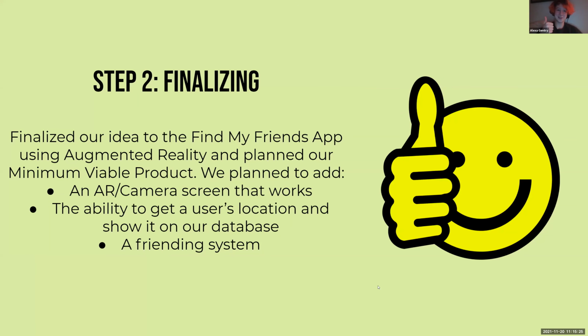And so next, we finalized our app. We made our MVP. We decided that all we needed for this was an AR camera screen that works, the ability to get a user's location and show it on our Firebase database, and a friending system so you can find your friends.